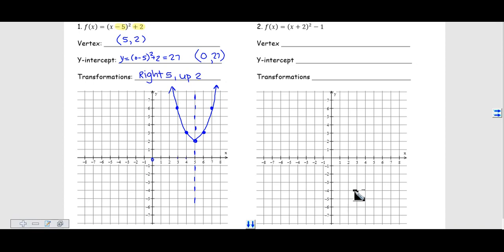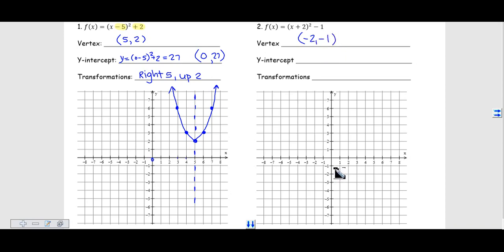All right, we're done with number 1. Now we can go through number 2 a little bit faster. In number 2, the first thing I'm going to do is identify my vertex. Remember, the h changes signs, the k stays the same. So my vertex is (-2, -1).